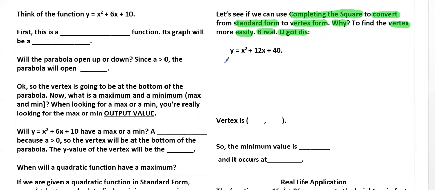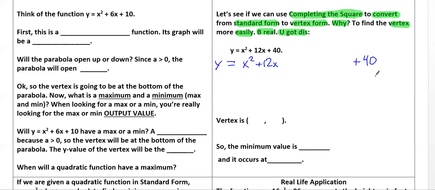Here's how it works. I'm going to write the y over here so I have plenty of space: y equals x squared plus 12x. Now, if you remember from the lesson for 9.4a, we want x squared plus bx. This plus 40, we're going to leave it way over here.